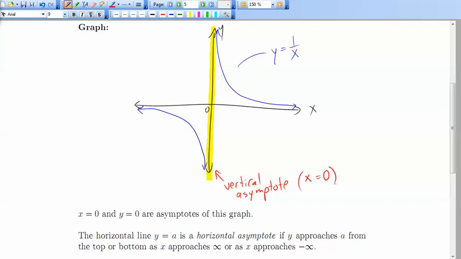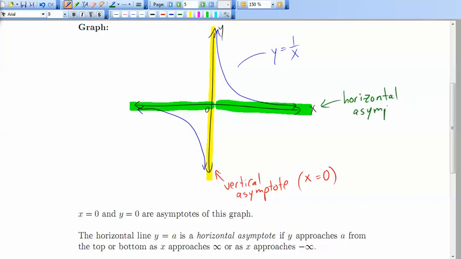On the other hand, if we look at what happens to our graph for very, very large positive x values, so way out here, we see that our graph is getting closer and closer to the horizontal line y equals 0. And same thing is happening out to the left here. As our graph has very large but negative x values, the y values are becoming increasingly closer to 0. So that means that we've got a horizontal asymptote here, and its equation is y equals 0.